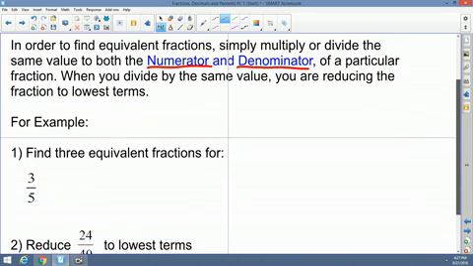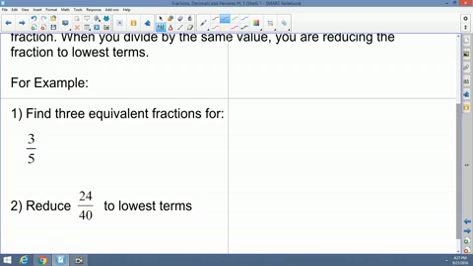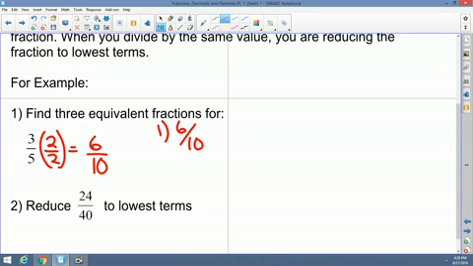So for example, I want to find 3 equivalent fractions for 3/5. So I am literally and simply going to multiply the same number to both the numerator and denominator. So I'm going to make my life easy. To find my first equivalent fraction, I'm going to multiply 3/5 by 2 over 2, which gives me 6/10. So 6/10 is an equivalent fraction for 3/5. But guess what? Since 6/10 is already equal to 3/5, I can multiply that by another 2 over 2, giving me 12/20. Okay? And I could keep going like that forever.